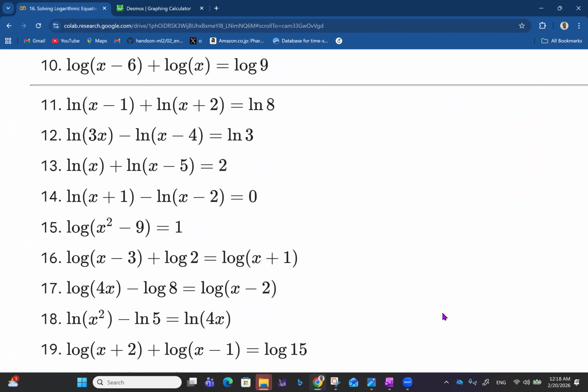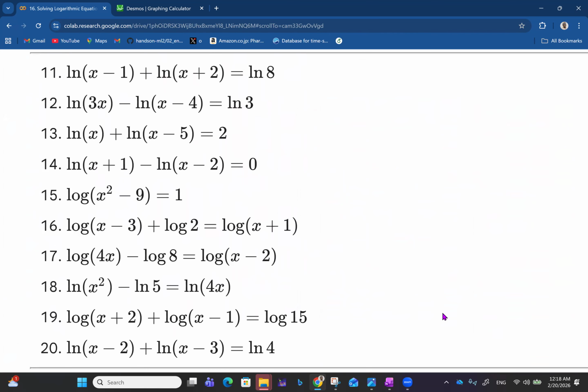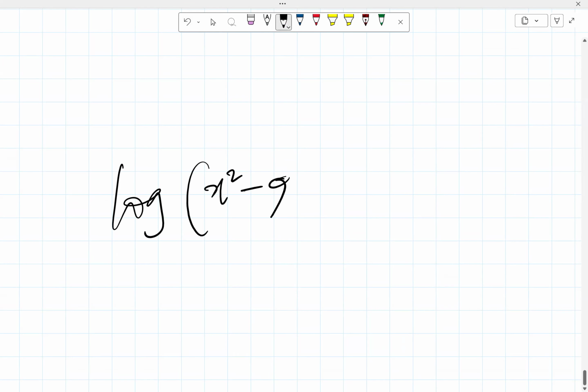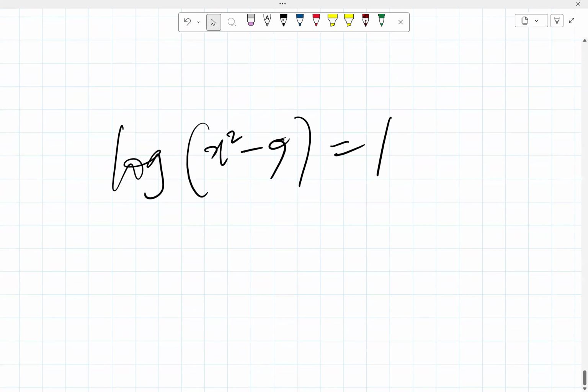Which one should I go for now? Okay, let me do this one that has squared. So log(x² − 9) = 1. Okay, so we have log(x² − 9) = 1. So what's the first thing we do here?